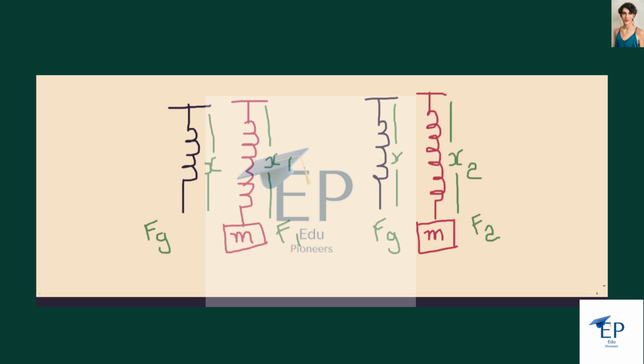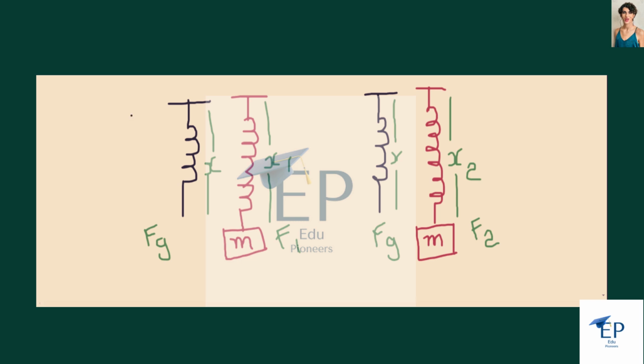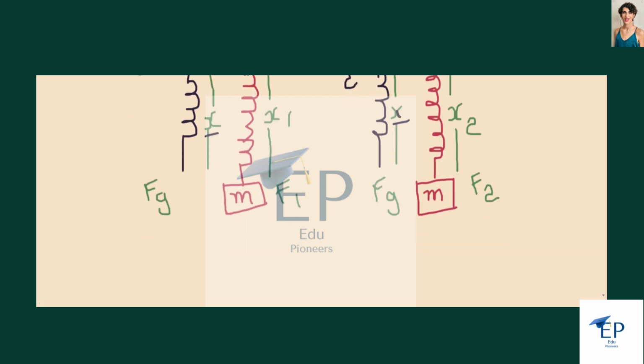Here we are having two springs. The one, let's say this one, and the another one, which is this one. Now the initial length of the spring is x for both the springs. Now when we hang the mass m to the spring, then there will be an extension in the length of the spring. Let's say for the one it is x1 and for the another one that is x2.